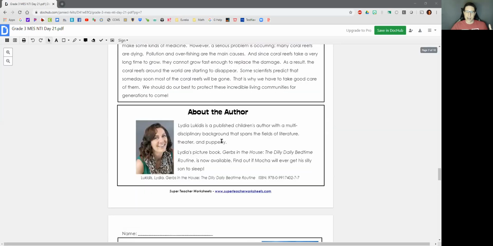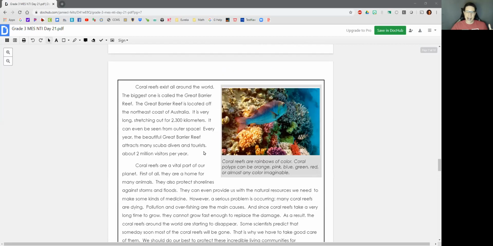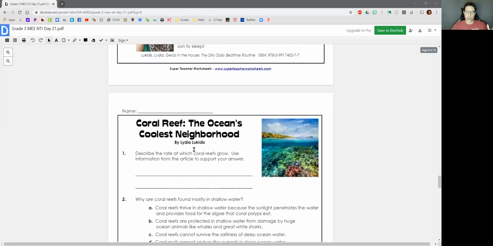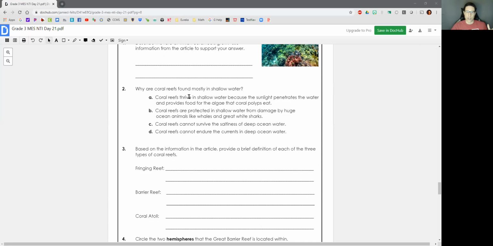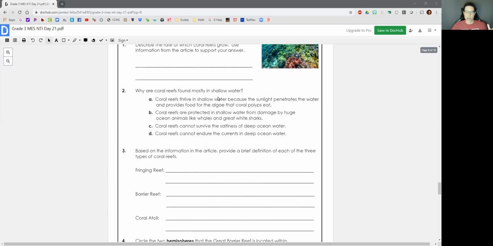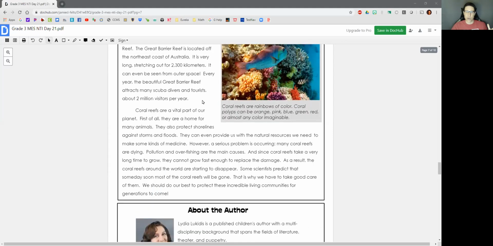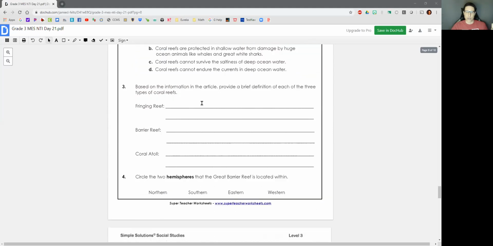Remember to go back and you can underline, highlight, circle anything that helps you answer these questions. Try to answer in a complete sentence, starts with a capital, ends with a period, makes good sense. And then you've got some definitions here. Just again, refer back to the story and find where those answers are.